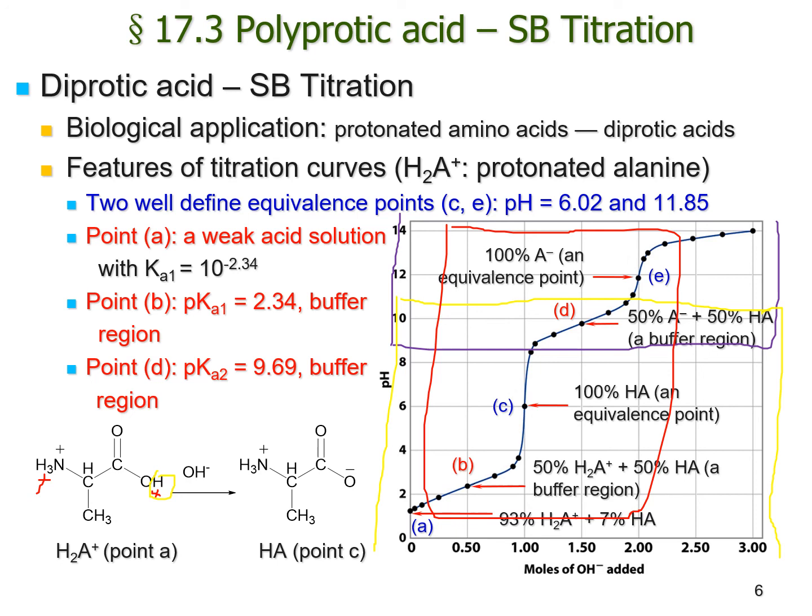For diprotic acid titrated by strong base, remember we got two titration curves superimposed on each other. Not only did we see two well-defined equivalence points there, we also should be able to get the pKa1, pKa2 from these two buffer zones of the titration curve.